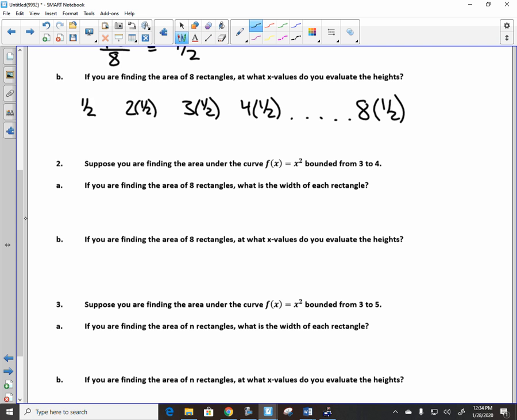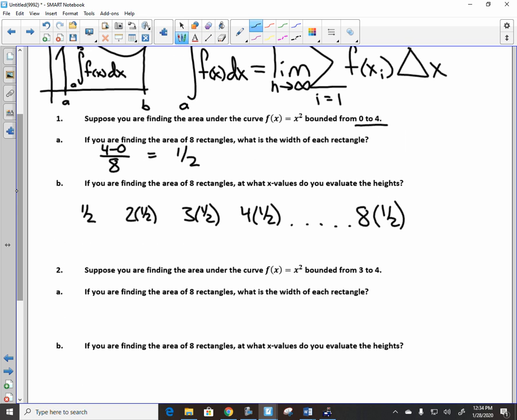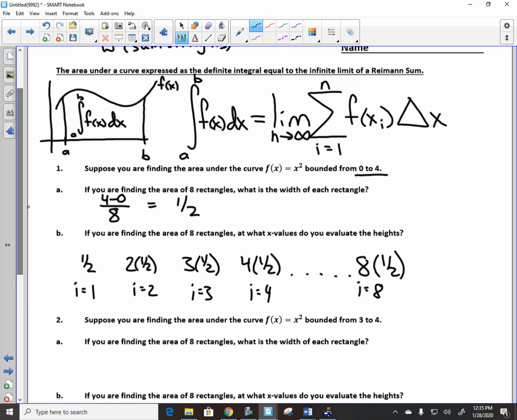So here's the important thing. As you look at this, this is i equals 1. That's i equals 2. That's i equals 3. That's i equals 4. That's i equals 8. We move along and along and along. i represents the rectangle number that you're at. So if you look at this symbol right here, it says we start at i equals 1. That means we start with the first rectangle, and we go all the way to the end.